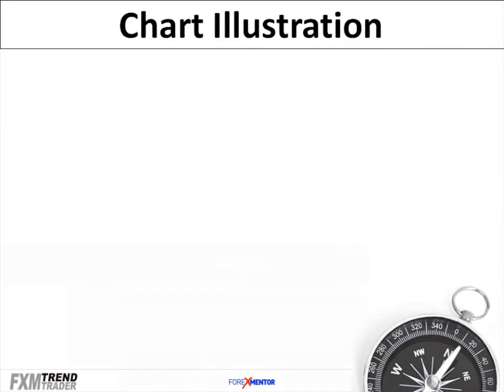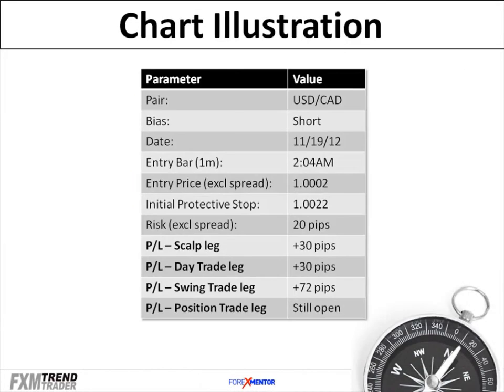What I'd like to do now is just to walk you through a chart example, a trade from this week. It's to be updated on our performance tracking database. This is for the USD CAD pair with a short bias going back to Monday this week, November 19th. The entry trigger came on the 1-minute chart at 2:04 a.m. with an entry price of 1.0002. We always defer to a reasonably tight 20 pip protective stop all in. That means including spread. We're trying to keep risk to an acceptable minimum here in all cases, regardless of the scale of trade you're going for.